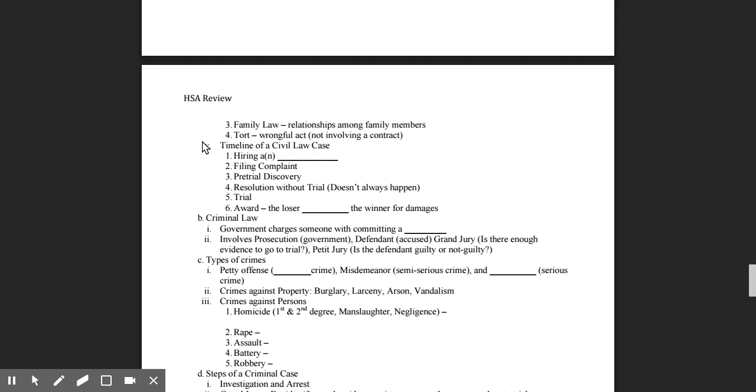The timeline of a civil case is hiring a lawyer or an attorney, filing the complaint, the pretrial discovery, the resolution without trial, which doesn't always happen, and then the trial if there is no resolution, and then the award, which means the loser pays the winner for damages. The different types of resolution without trial are mediation and arbitration.